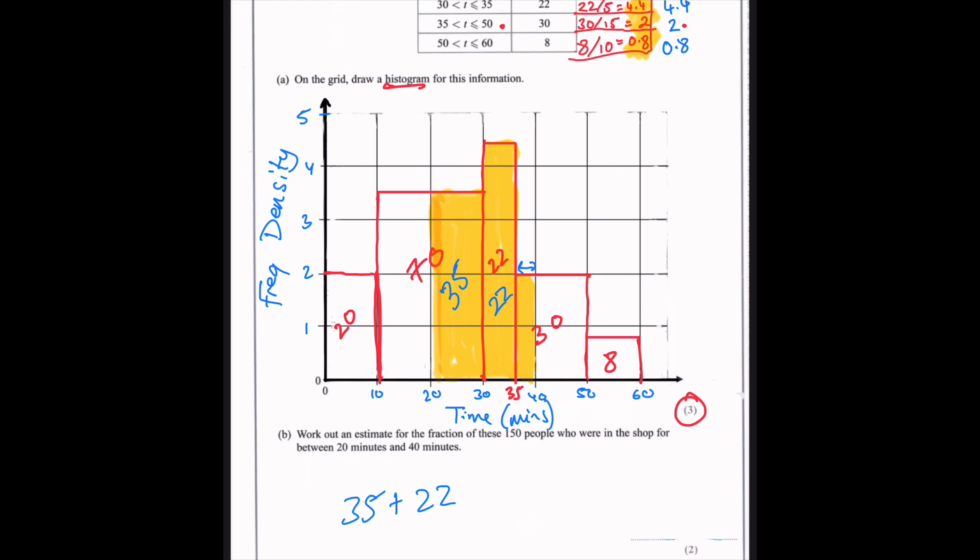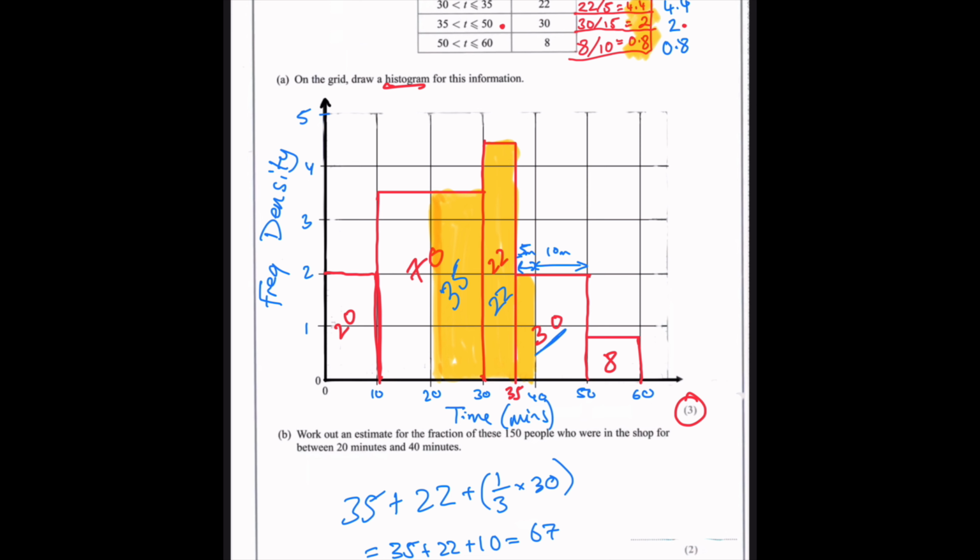So I have here a class width of 15. So there's 5 minutes here and 10 minutes here. So this is 1/3 of the way along. So I'm going to do plus 1/3, or 5 out of 15, times the 30 people that are in this section, which is 10. So I get 35 plus 22 plus 10 is 67 people.